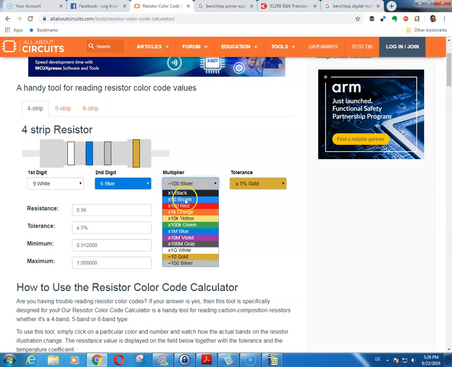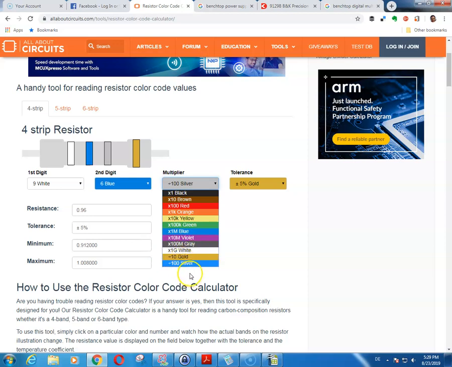If it's a brown, then you multiply it by a 10. If it's a red, you multiply it by 100. Then you multiply it by 1k, 10k, 100k, 1 meg, and 10 meg, 100 meg, and so on and so forth, all the way up to 1 gig, which is 10 raised to the power 9.